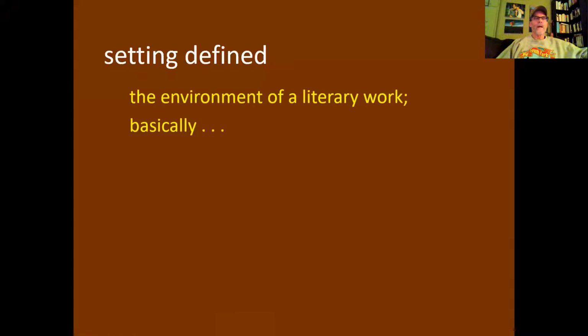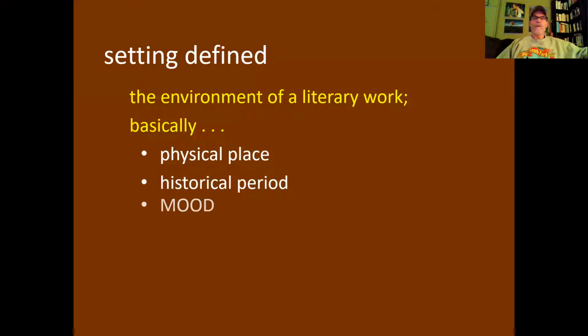And so why don't we go ahead and define setting? So we're talking about the environment of a literary work. And this is basically physical place and historical period, both of which combine to create a mood. Okay, another word for that is going to be atmosphere.